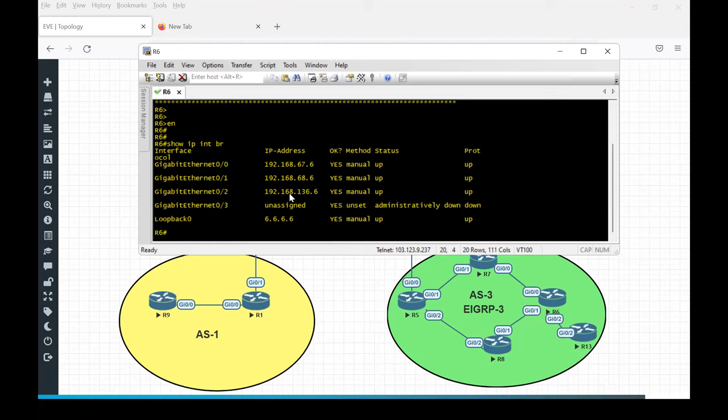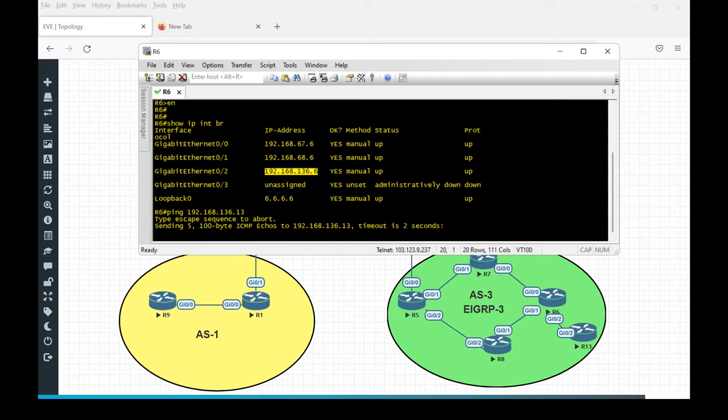R13 should be on the same subnet, right? First we'll check the point-to-point IP of R13. R13 is supposed to respond, right? But we are not getting a response. Then we have to check the R13 side also.